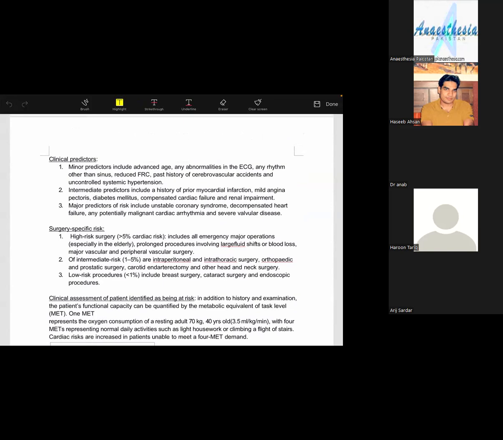So if you are measuring the blood pressure or heart rate, what is the interpretation? If you find a patient tachycardic, what will you be doing? Yes, Harun, you can answer this. If you find in pre-operative evaluation a patient with tachycardia, what will you do? Sir, we will rule out the cause. We will rule out why it is causing tachycardia. Basically, there are many causes. We will rule out the cause.